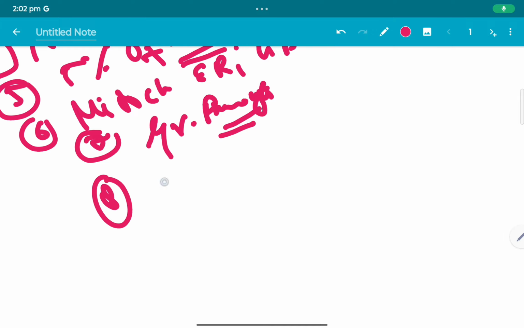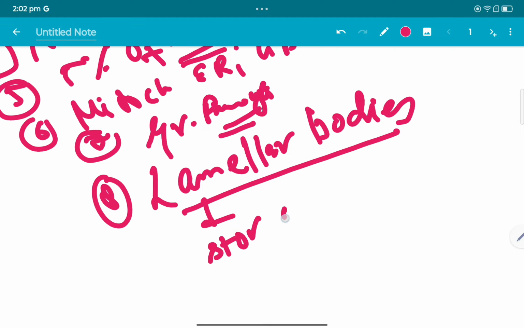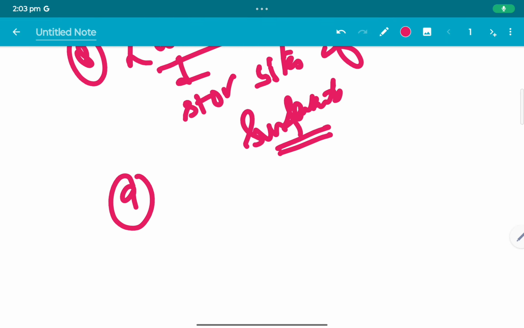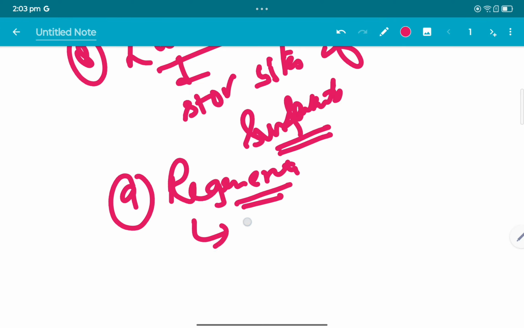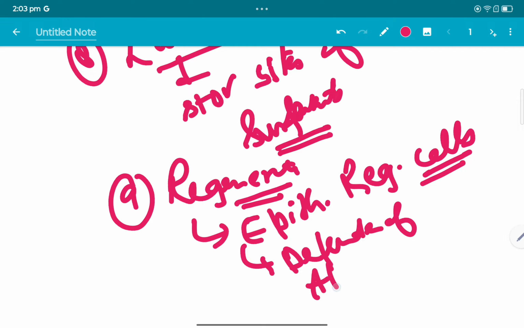They have this very unique feature of having lamellar bodies. Lamellar bodies are very important in type 2 pneumocytes because they are the storage sites of pulmonary surfactant. These cells can regenerate by proliferation and therefore they are called epithelial regenerator cells during injury or pathological conditions, and they are called the defender of the alveolus.